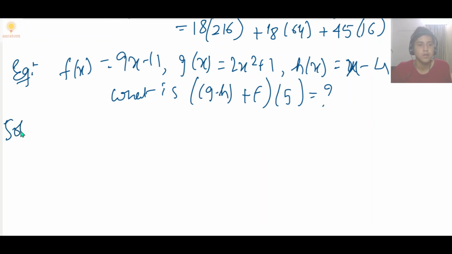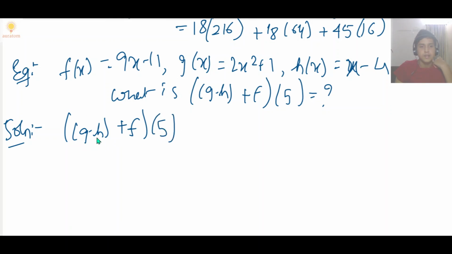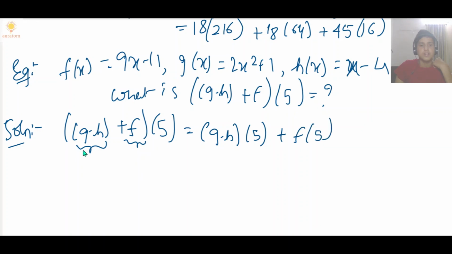So let's actually break the term, g into h plus f and 5, right? So we can take this combination as a function and this as a function, and we can calculate it like g into h of 5 plus f of 5, right? Since we treated this as a function and this as a function, the sum is going to be the sum of the outputs, right?